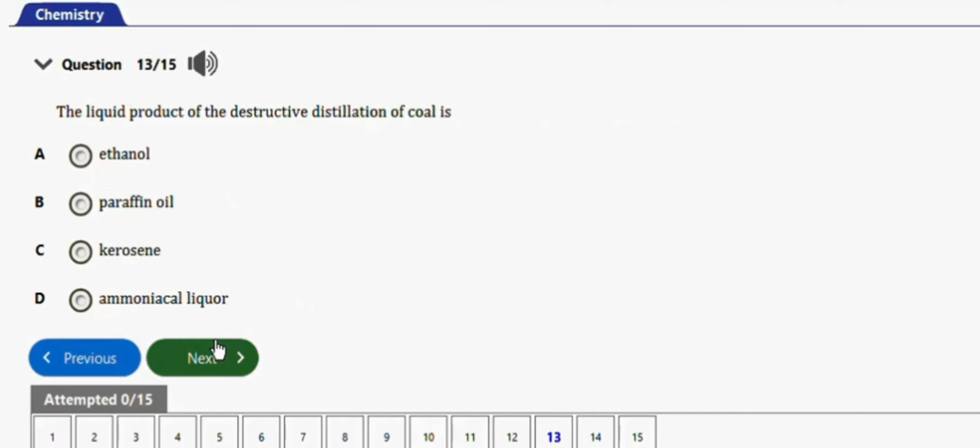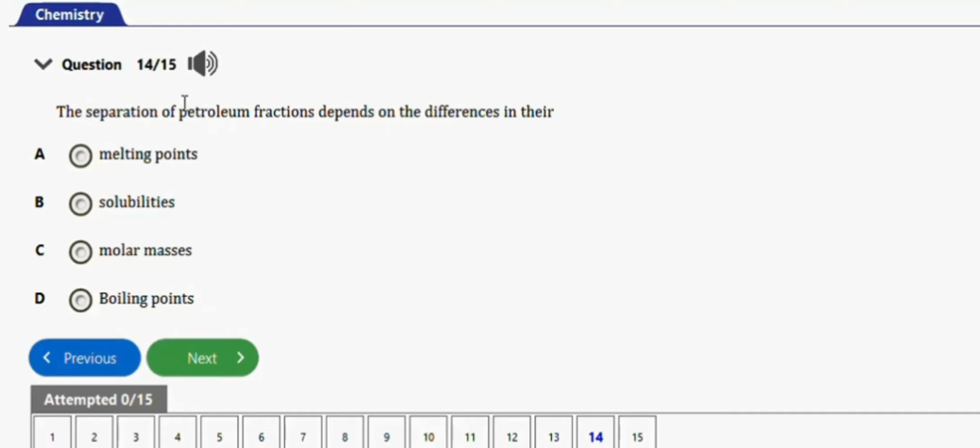This one, it says the liquid product of the destructive distillation of coal is ammoniacal liquor, option D. Take note of this question, guys. Next one with this one. It says the separation of petroleum fraction depends on the difference in the, I think I've already answered this question. Boiling point, option D. Last question to end this video with this one.